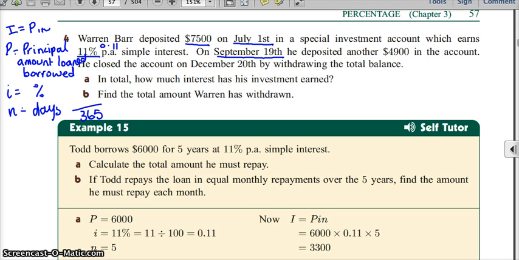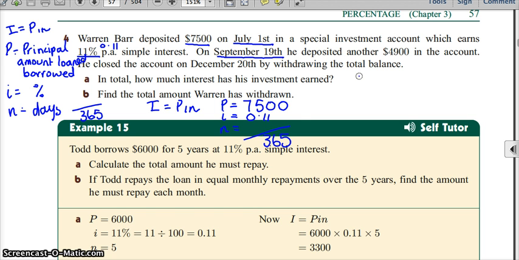Yeah. So I equals PRN, where P is 7,500, R is 0.11, and your N is so many days out of 365. And this is how I'd like you to set your learning up. So you've got the formula you're using and then PRN. All right.